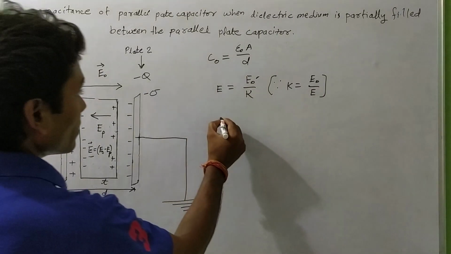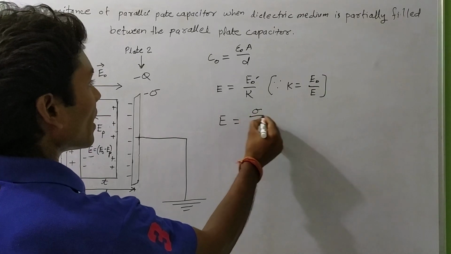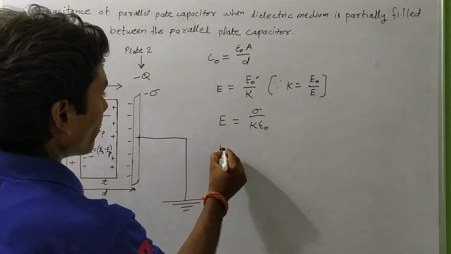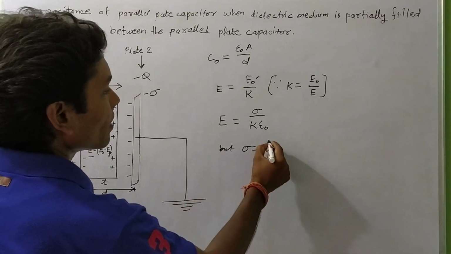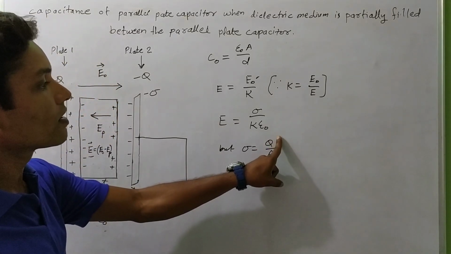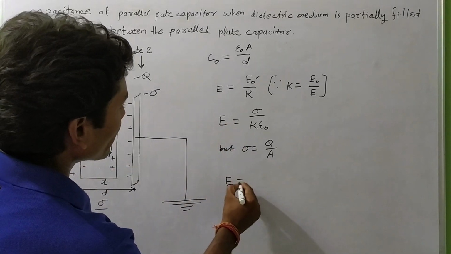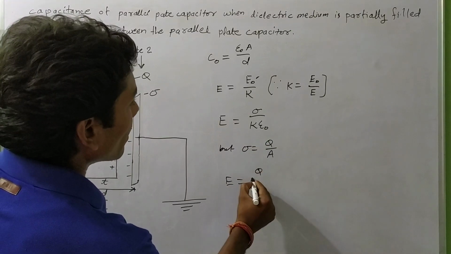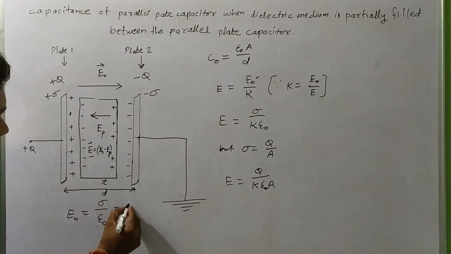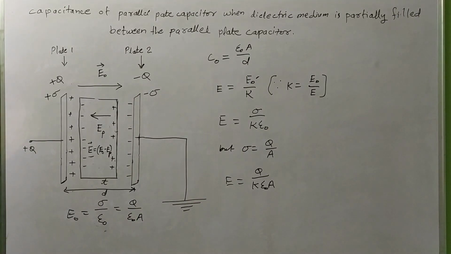Okay, so therefore E will be equal to sigma upon K epsilon naught. Now, sigma equals q upon A, surface charge density or charge per unit surface. That's why this E will be equal to q upon K epsilon naught A, and E naught will be q upon epsilon naught A. Okay, this is the electric field.